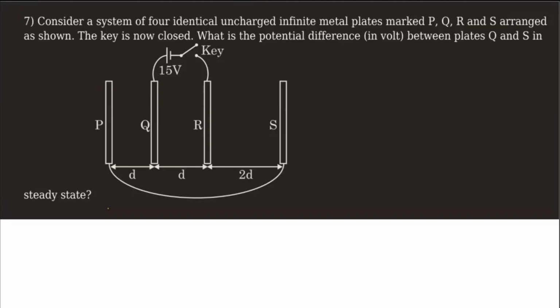This one is from Align module. Let us read the question. What is the question saying? Consider a system of four identical uncharged infinite metal plates marked as P, Q, R, and S arranged as shown. The key is now closed. There is one single key here. You're closing it. What is the potential difference in volt between plate Q and S in the steady state, that is after a long time? So let us first analyze the diagram very carefully.